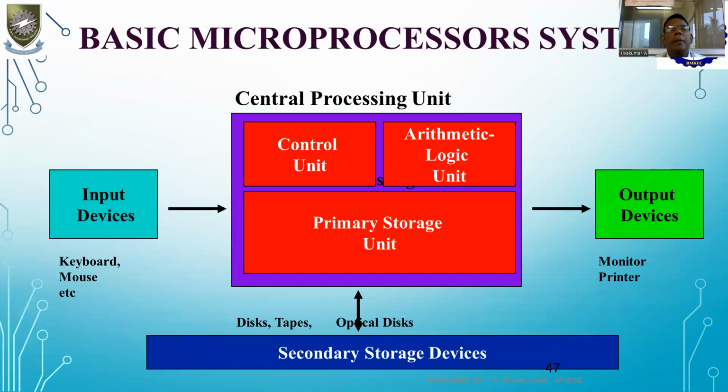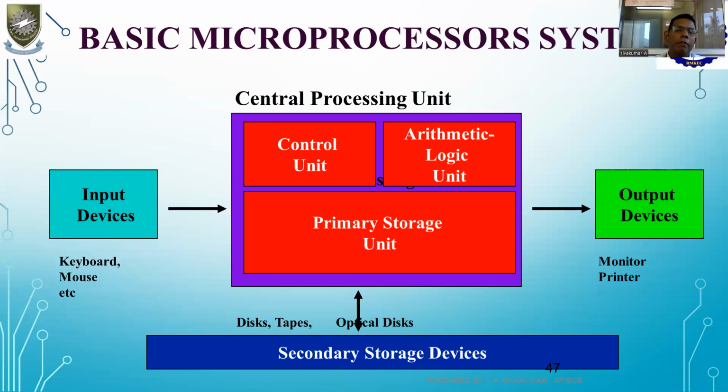This is a general architecture for any microprocessor, whether 8-bit, 4-bit, 16-bit or 32-bit. It consists of 3 primary units: the control unit, the arithmetic logic unit, and the primary storage unit. These 3 will be available in any microprocessor, from 4-bit to 32-bit, or nowadays 64-bit. This is the basic general overview.